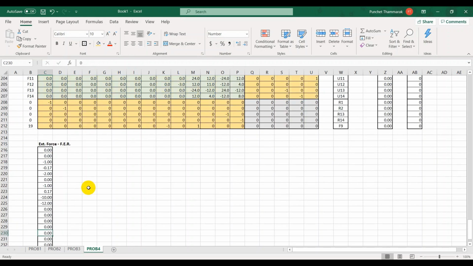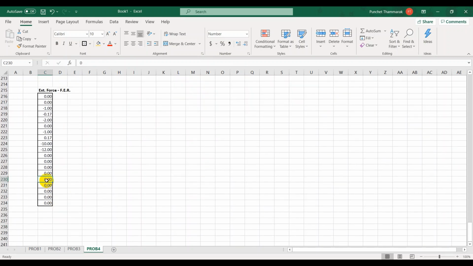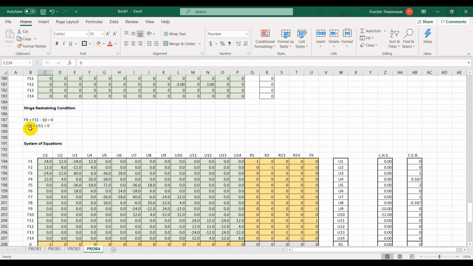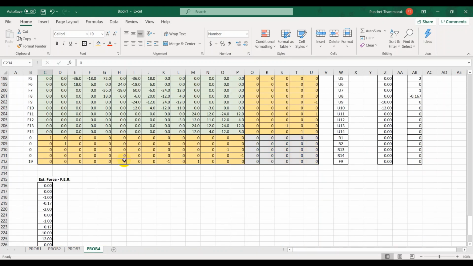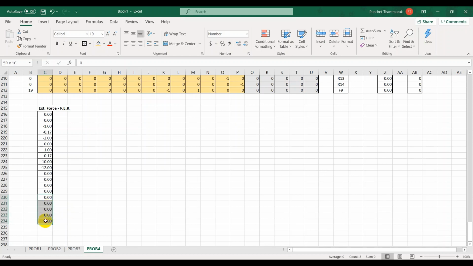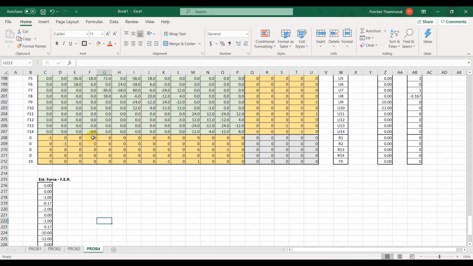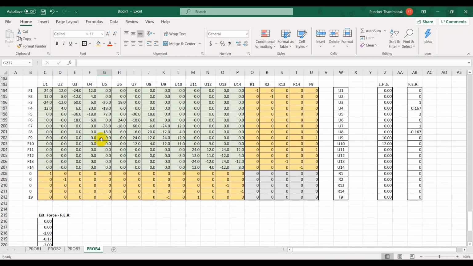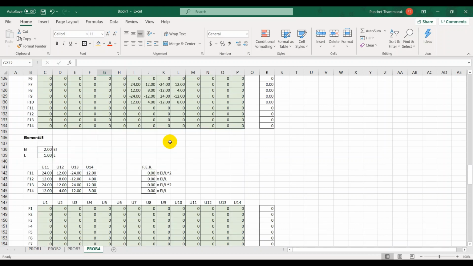Here, well, it's supposed to be 0, right? Because this support is 0, this support is 0, this support is 0. For here, the condition said that minus U9 plus U11 is equal to 0. So these are all 0. Okay, so we are in good shape now. Let's see what else. Okay, yes, we have something else.